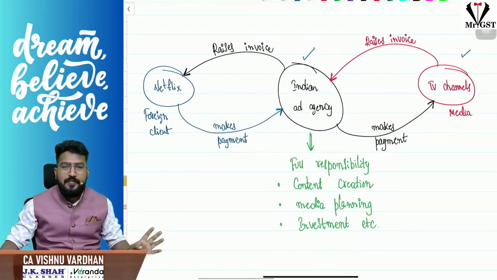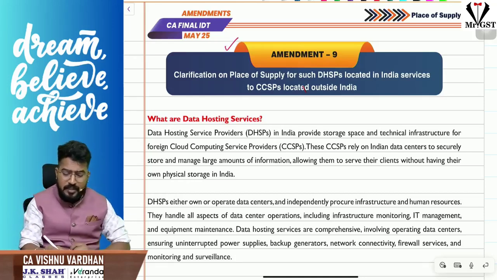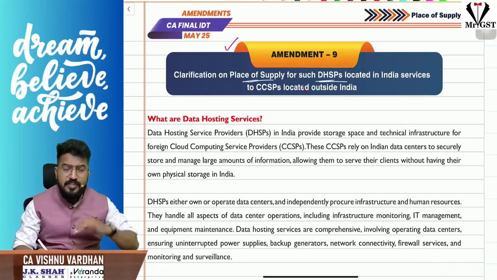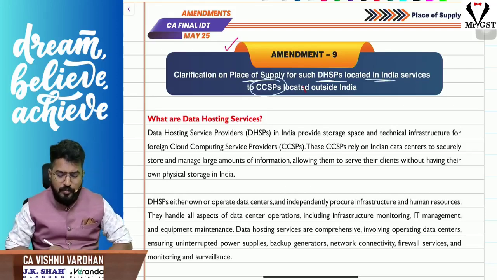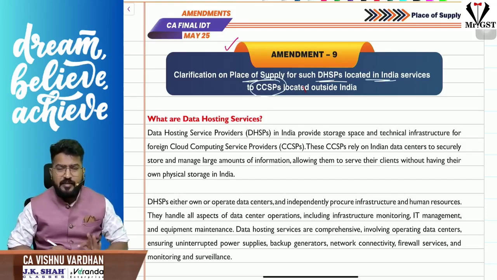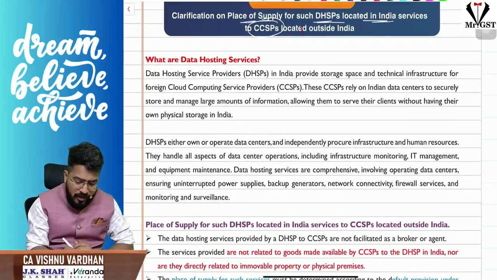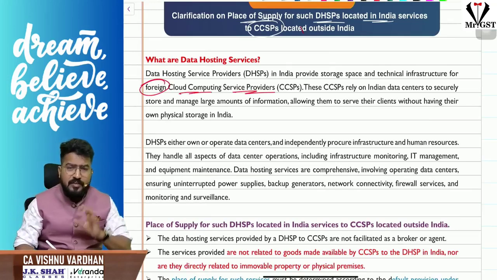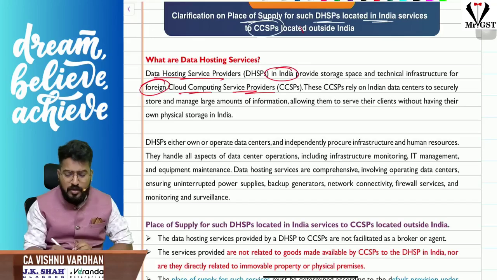Hope it is clear. So the next clarification, if you see, is with respect to the place of supply for data hosting service providers: services provided by data hosting service providers located in India to cloud computing service providers located outside India. Now see here, what happens is actually the foreign cloud computing service providers will be outsourcing a work, or will be taking the help of data hosting service providers who are located in India.